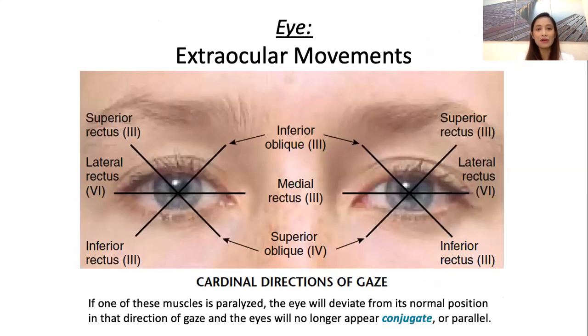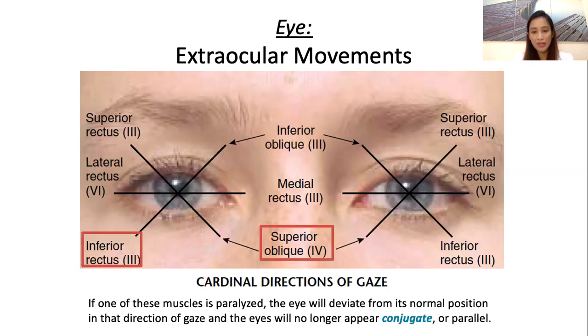Next, we go to your extraocular movement. There are 6 cardinal directions of gaze as shown here: 1, 2, 3, 4, 5, 6. Each movement is controlled by 2 muscles. For example, if you want to move your gaze downward and outward, you will have to contract your inferior rectus on this side, and also your contralateral superior oblique to move the other eye.